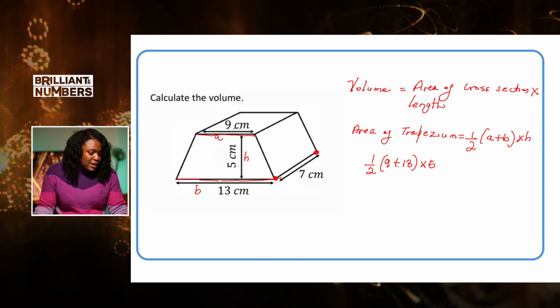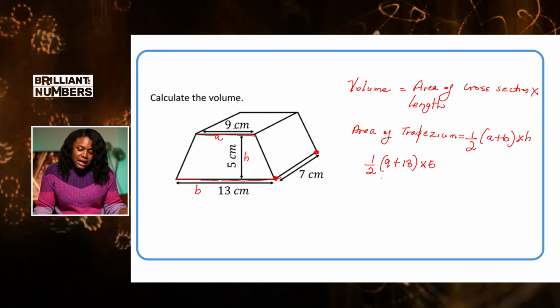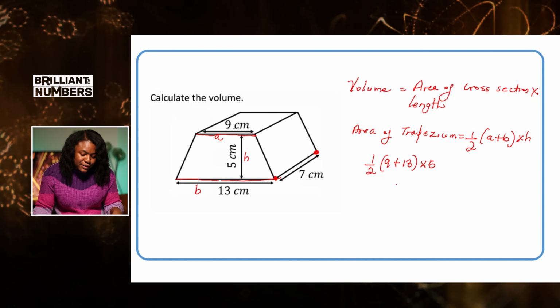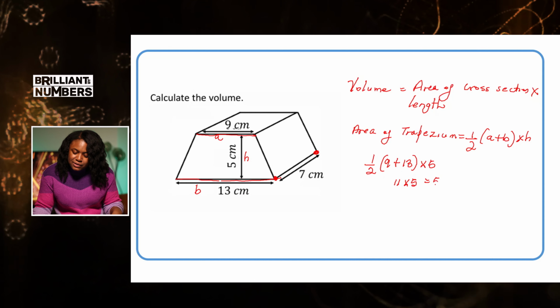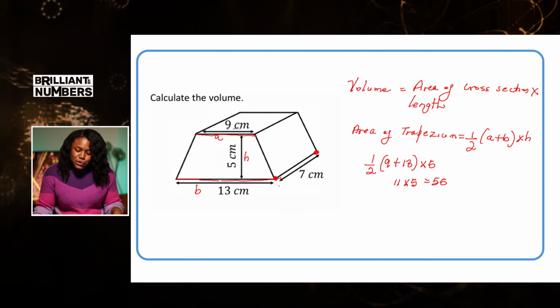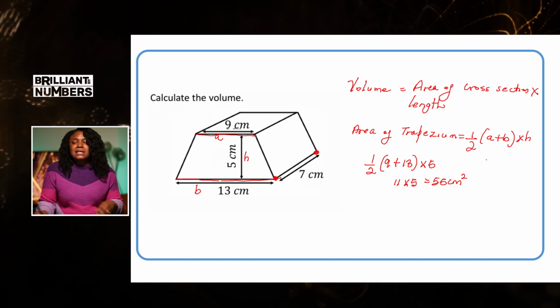If I add 13 and 9, I get 22. And then I need to half that, which is 11. And then multiply that by 5. 11 times 5 gives me 55. And my unit on my diagram is centimeters, so it's going to be centimeters squared.